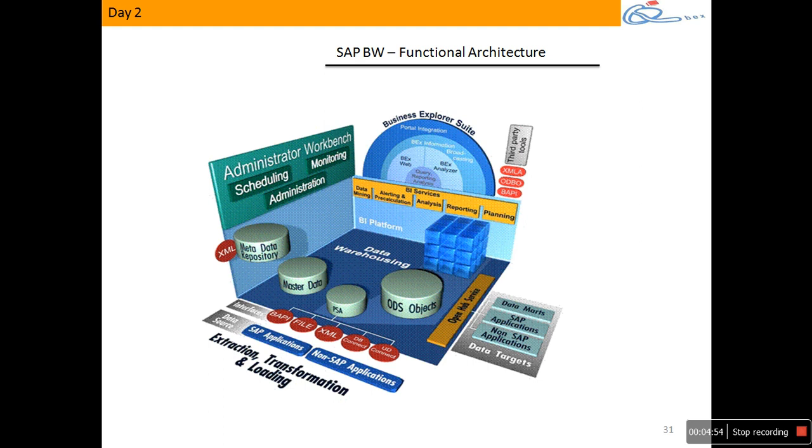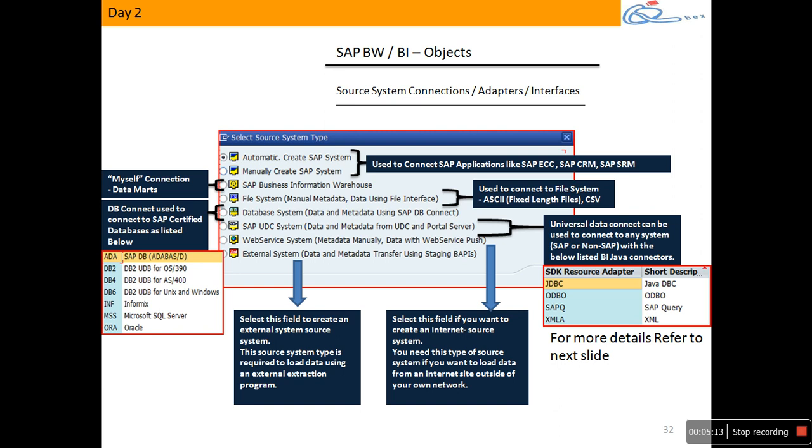Your scenario could be, let's say you want to extract from an SAP product like ECC to BW. So I need to establish a connection, nothing but a source system connection to ECC, and then extract. SAP has given different adapters through which you can connect to different systems and start extracting the data.